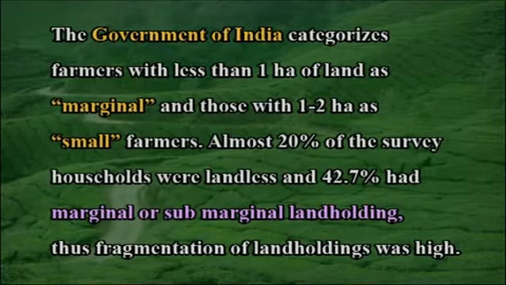India is a big country and also called a subcontinent. The government of India categorizes farmers with less than 1 hectare of land as marginal and those with 1 to 2 hectares as small farmers. Almost 20% of survey households were landless and 42.7% had marginal or submarginal land holdings. Thus, fragmentation of land holdings was high.